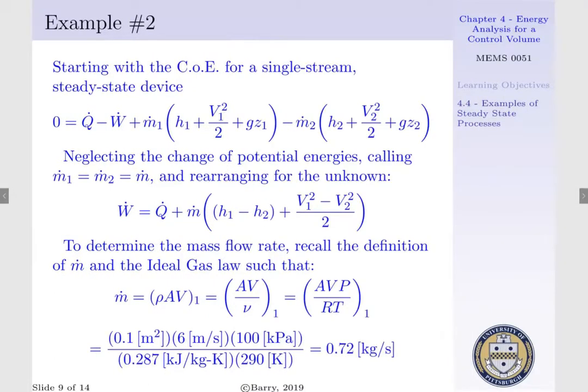Substituting in our values of 0.1 meters squared for our cross-sectional flow area, 6 meters per second for our velocity, 100 kPa for our pressure, 0.287 kilojoule per kg Kelvin for our gas constant, and 290 Kelvin for our temperature, we have a mass flow rate of 0.72 kilograms per second. Now, all we have left to find are our enthalpies.